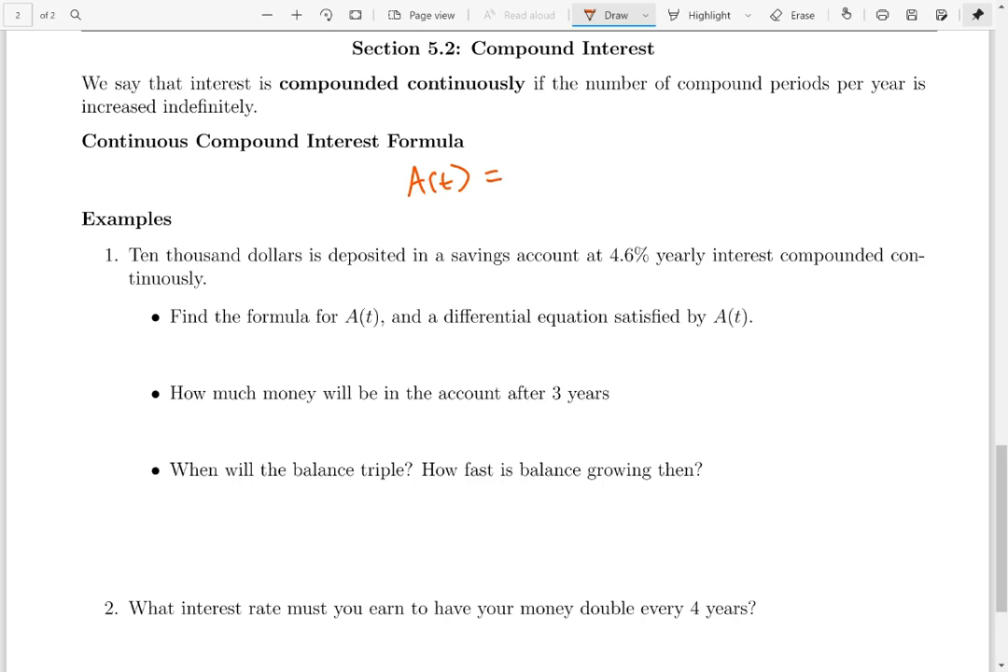Specifically, our continuous compound interest formula is the exact same as the formula for exponential growth. That is, the amount after some time t is equal to an initial amount, A sub naught, times e to the kt, but instead of k, I'm going to call it r for interest rate.